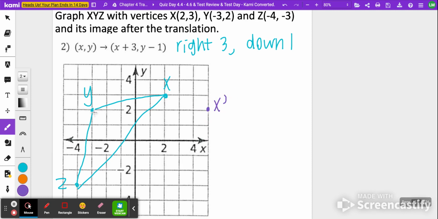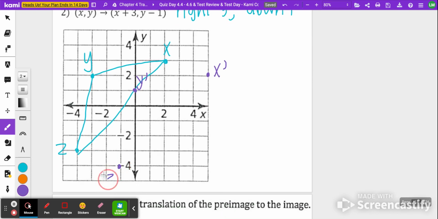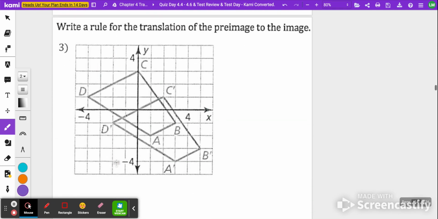So x prime would be here, y prime is 1, 2, 3 here, and z prime is 1, 2, 3, down 1 here. Connecting the points, we notice that it is shifted to the right and down just a little bit. Okay. Number 3, write the rule for the translation of the pre-image to the image.